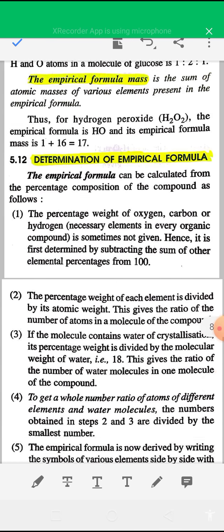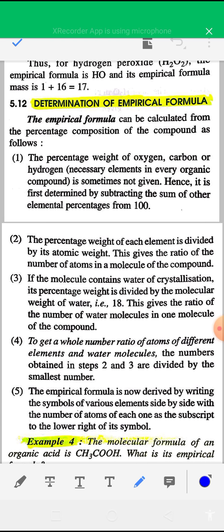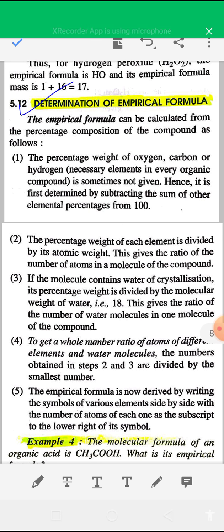Now I'll discuss how to calculate the empirical formula of a compound. Remember that the empirical formula of a compound is not the actual formula of the molecule. It is the simplest whole number ratio of different atoms present in one molecule of that compound. The actual formula of a molecule is the molecular formula.